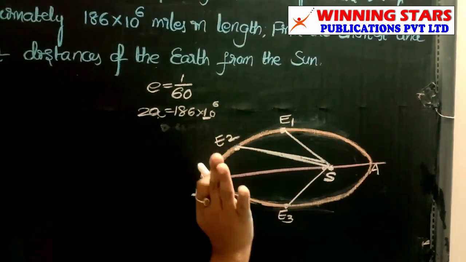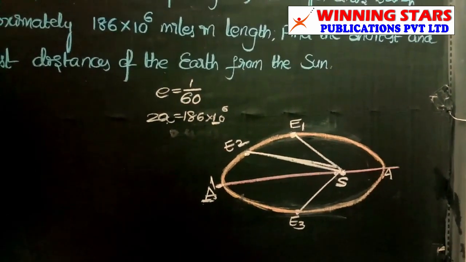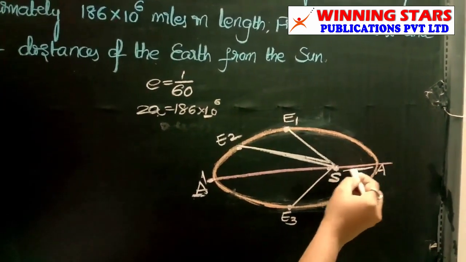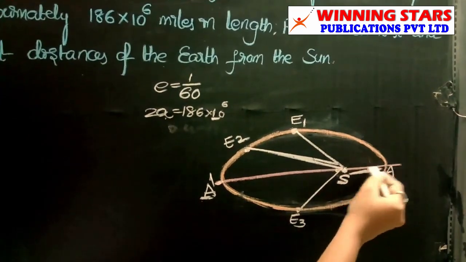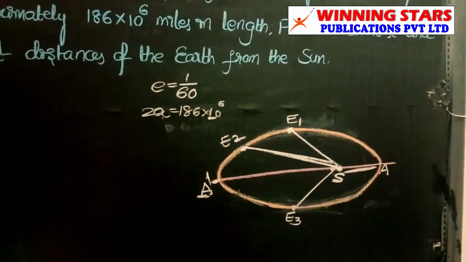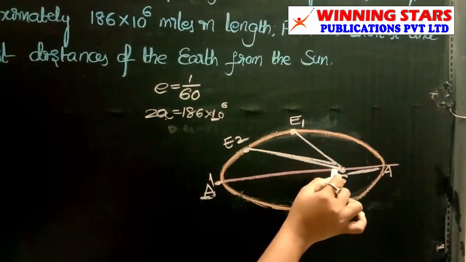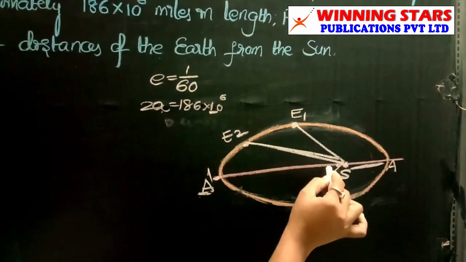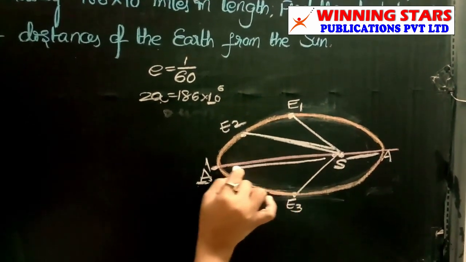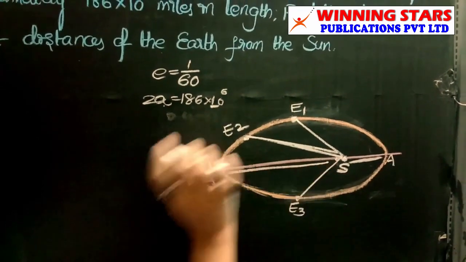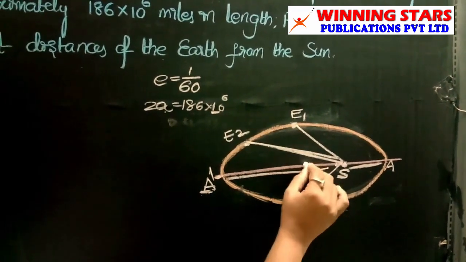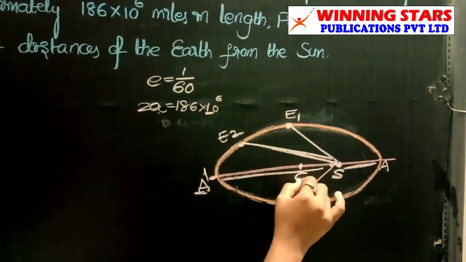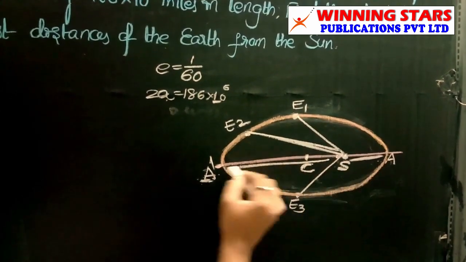Now clearly from the diagram, what is the shortest distance between the Sun and the Earth? SA. Here SA is the shortest distance between the Sun and the Earth. And the longest distance between the Sun and the Earth is SA dash. This is the longest distance between the Sun and the Earth. Now this is the center of the ellipse. Now we want the values of SA and SA dash.